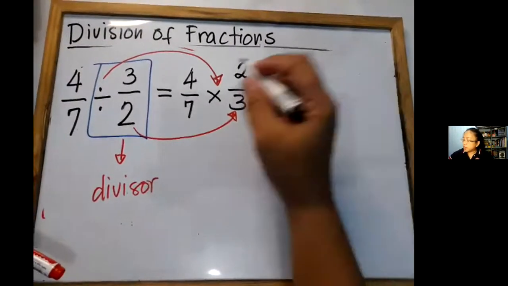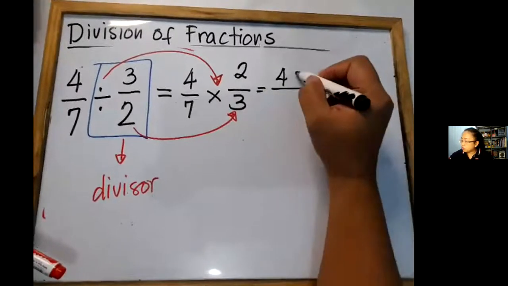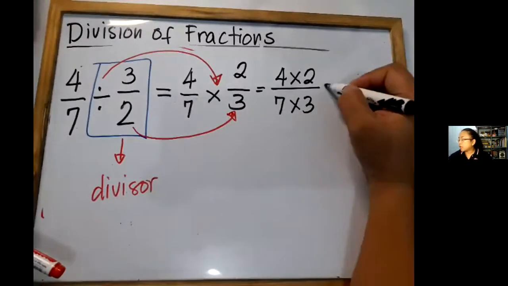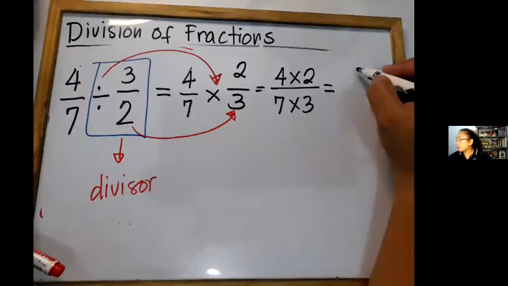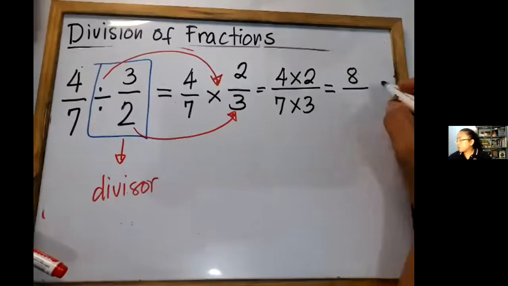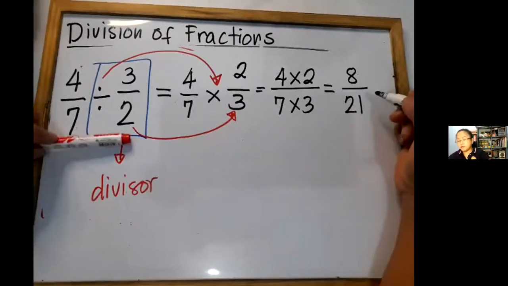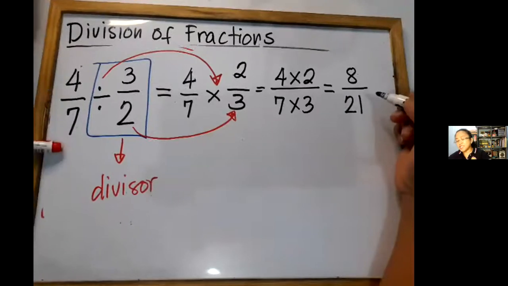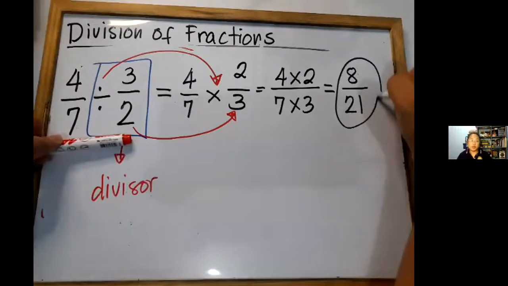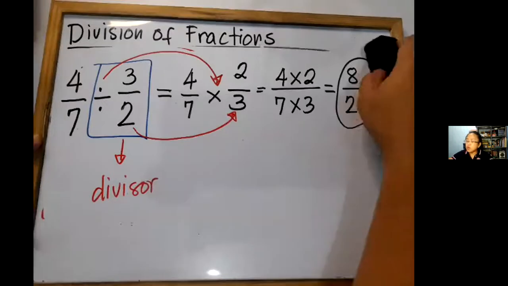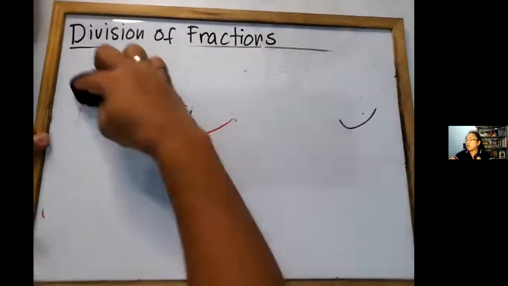Dali lang yan. So, 4 times 2, yung numerator 4 and 2, denominators 7 and 3. Then we multiply 4 times 2, that's 8. And then 7 times 3 is 21. So 4 sevenths divided by 3 halves is equal to 8 over 21. Okay? Ma'am, paano po kapag halimbawa dalawa o tatlo yung division symbol? Okay, walang problema doon. So long as you identify the divisor, wala tayong magiging problema doon.